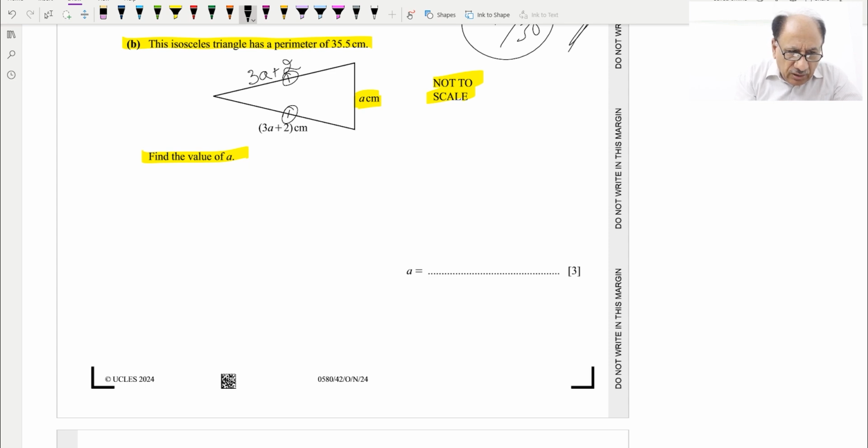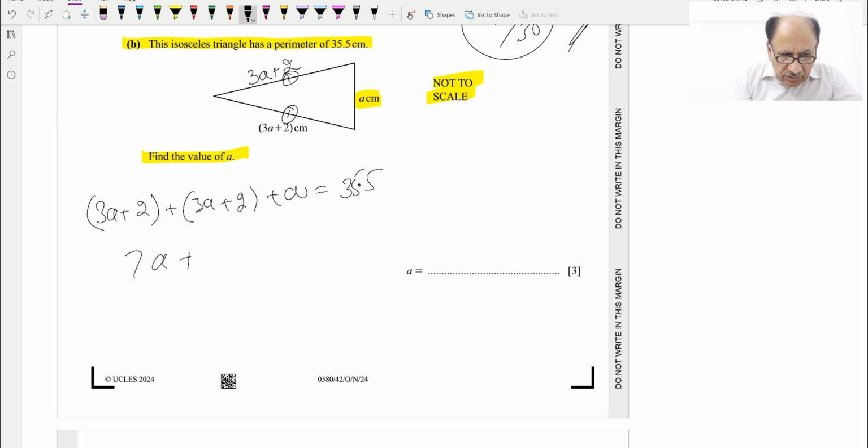So we can write it as 3a plus 2, into, we can add again 3a plus 2 and plus a, and this perimeter is equal to 35.5. So 3a plus 3a will be 6a plus a is 7a. So we can write 7a plus 2 plus 2 will be 4. 7a plus 4 is equal to 35.5.